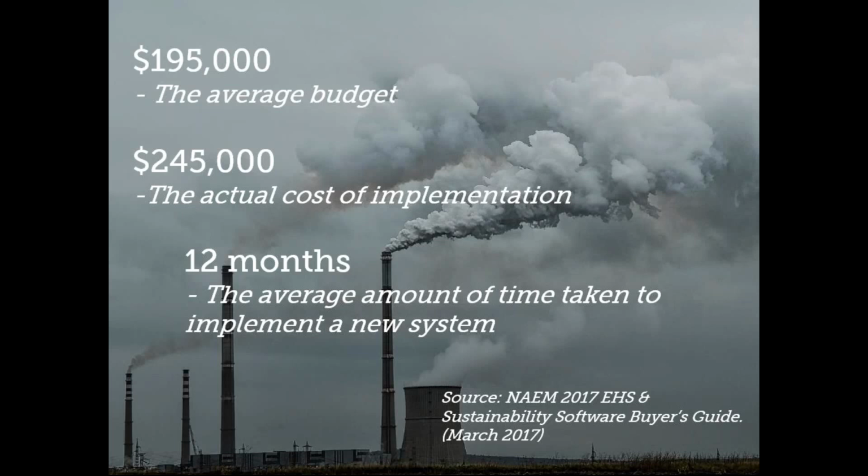As you can see here, we've taken these findings from NEAM's 2017 EHS and Sustainability Software Buyers Guide. The top figure there, 195,000, was the average budget of all of the respondents of the survey, but then the figure below is the real life cost of the implementation. So it's a good 25 to 30% higher than what they budgeted.